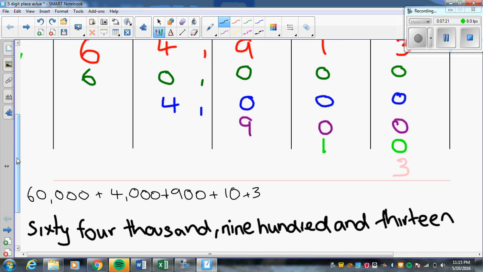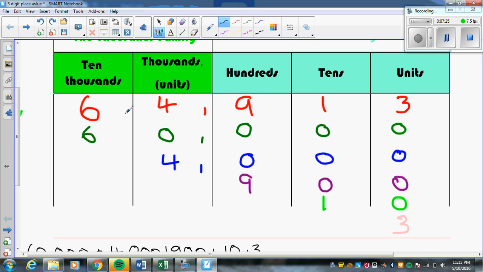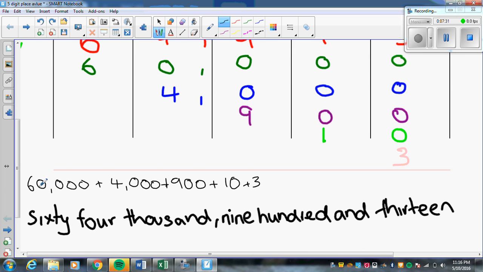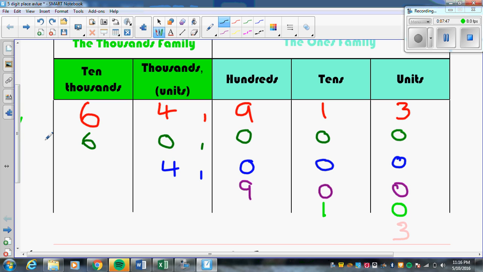Okay, so then we have the different forms of writing numbers. We have the numerical form, 64,913. We have the expanded form, 60,000 plus 4,000 plus 900 plus 10 plus 3. And then we have the word form, sixty-four thousand, nine hundred and thirteen. All right, guys, I'll leave you to it. There's plenty of activities to get stuck into.